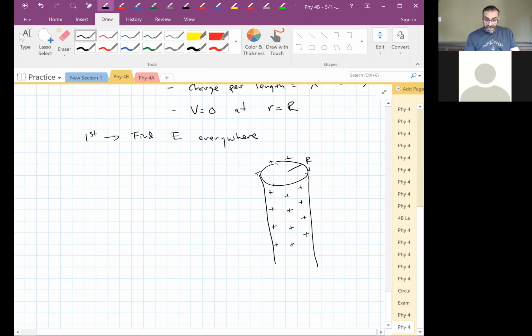Okay, so our charge distribution looks something like this, right? So what's our electric field for r less than the radius, inside? If we were inside this cylinder, what would the electric field be? It's 0, because the cylinder is a conductor.